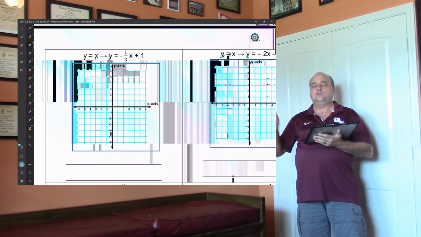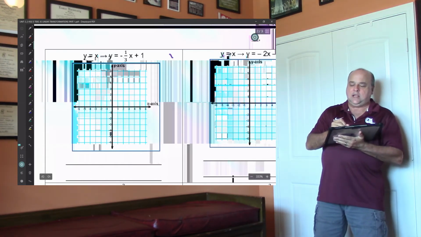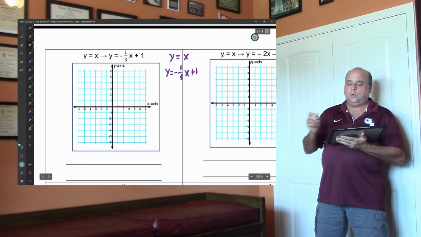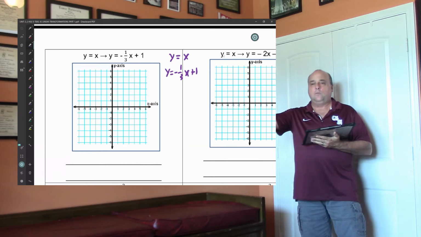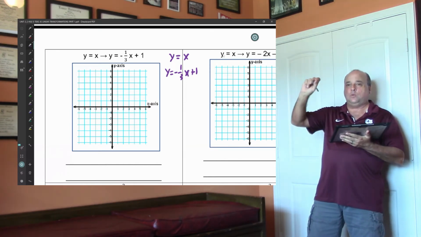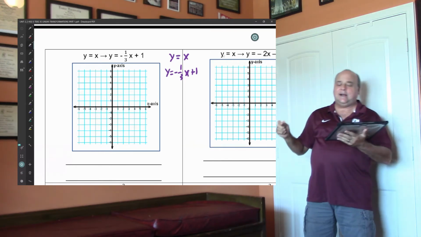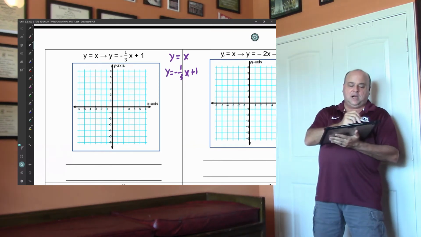This will be the hardest one you have. So write down y equal x, and then we're going to switch that to y equals negative 1 over 3x plus 1. Everyone with me? So we're going to go from y equal x to y equal negative 1/3 x plus 1. If you're still confused, you probably get it after this one.